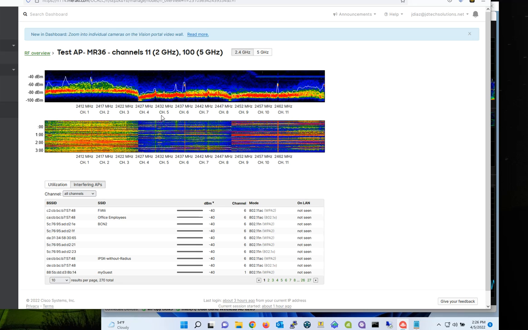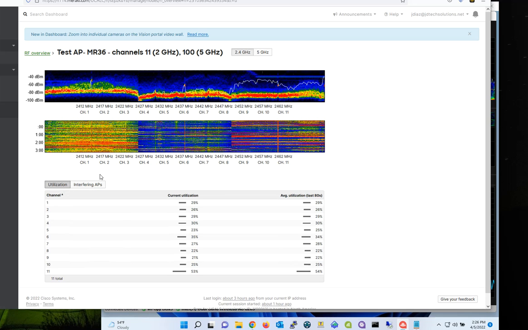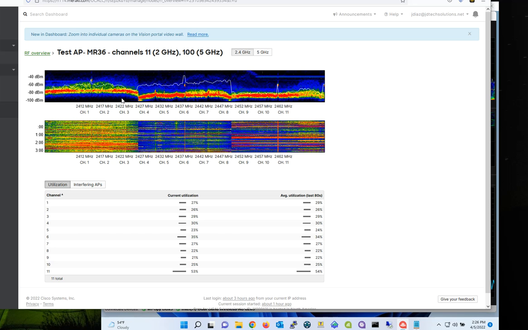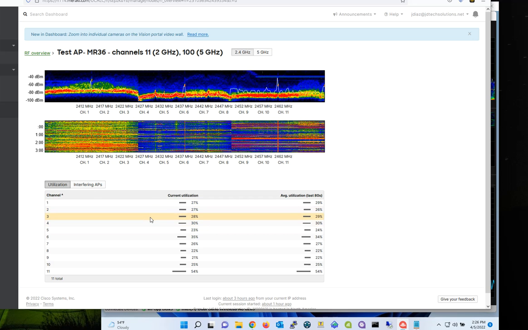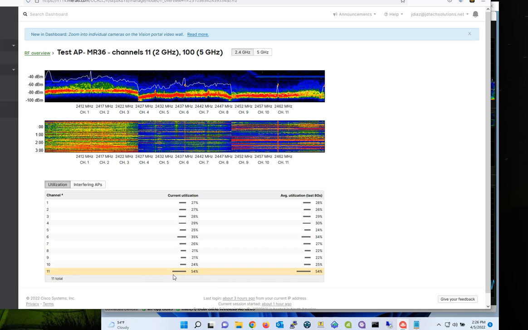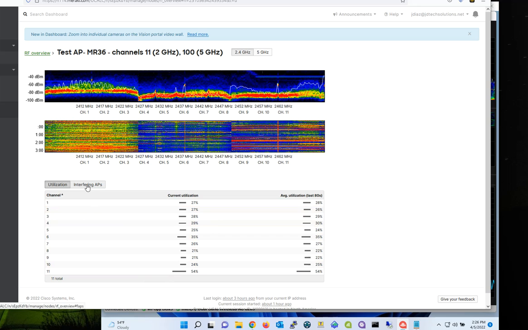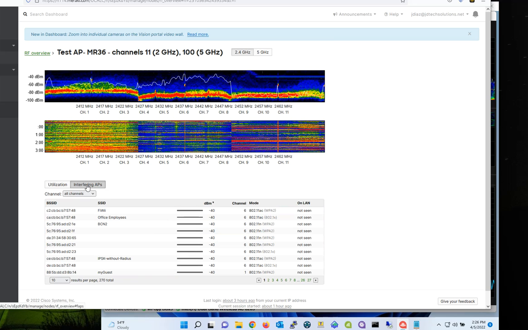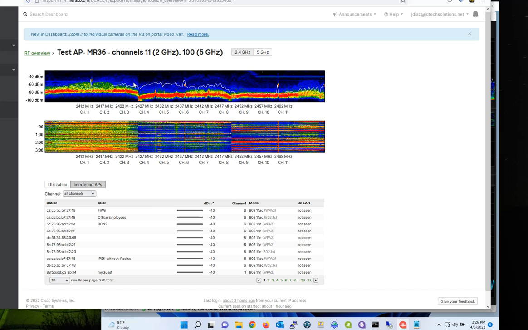The other thing that I wanted to talk to you about is this. Let's go back to utilization. As you could see, we have the channel utilization that this access point sees on the 2.4 gigahertz band. But it doesn't really mean that all the utilization you see here is coming from interfering access points, right? Because you have to remember this.